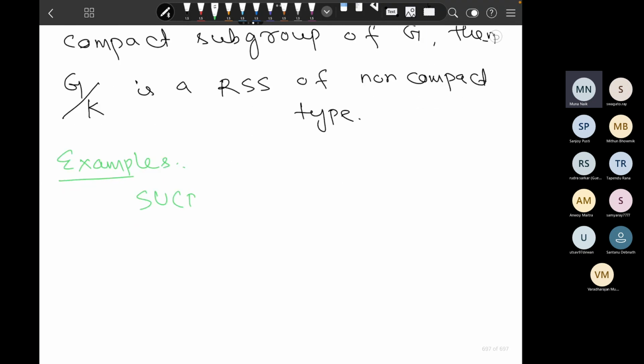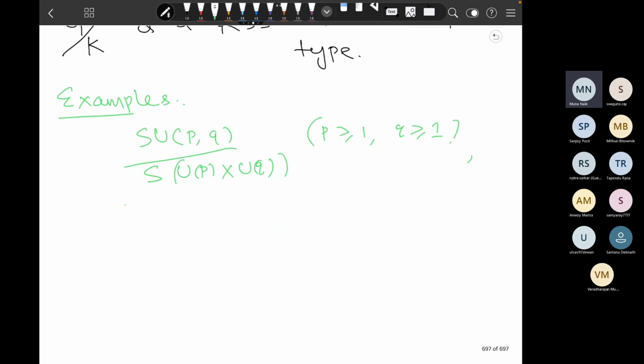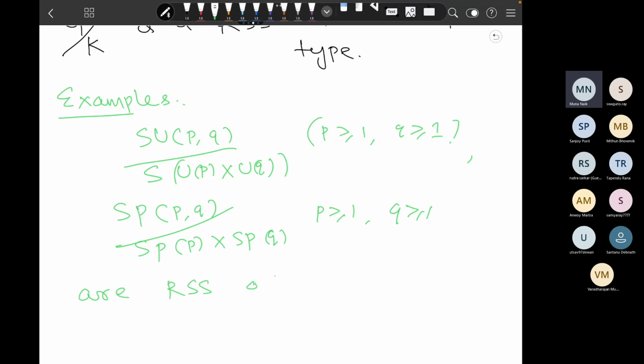For instance, you can take SU(p,q), this S of U(p) cross U(q), with p greater than or equal to 1, q greater than or equal to 1. And also SO(p,q), this SO(p) cross SO(q), with p greater than or equal to 1, q greater than or equal to 1. These are Riemannian symmetric spaces of non-compact type.